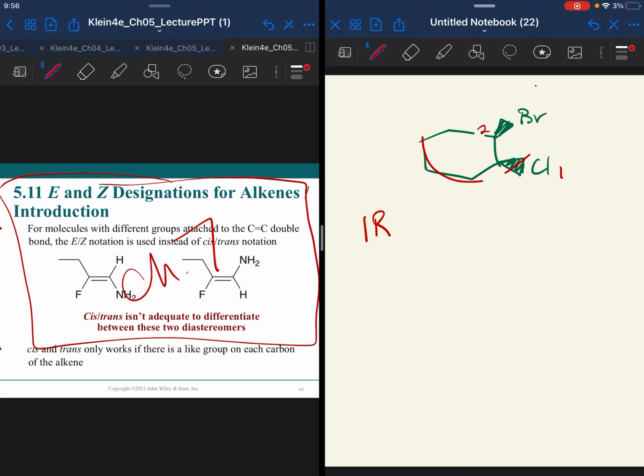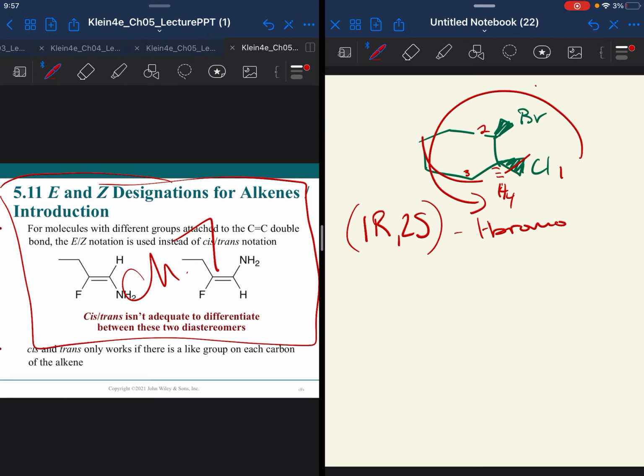If I do the other one, chlorine is 1, carbon with bromine is 2, carbon with hydrogen is 3, and the hydrogen is 4. 1, 2, 3, going counterclockwise. H is to the back, so it's 2S. So the most appropriate way would be to name this 1R, 2S, 1 bromo, 2 chloro, cyclohexane. All right, now that you know how to determine R and S, you should use it in naming.